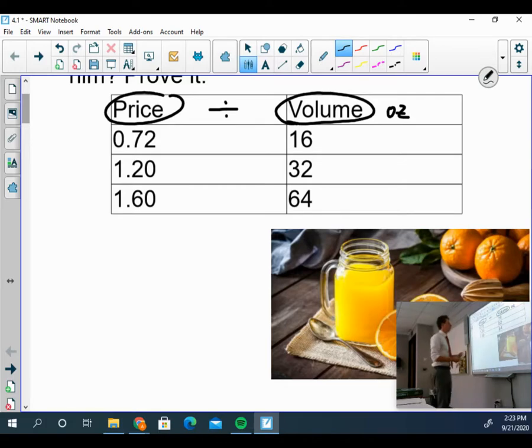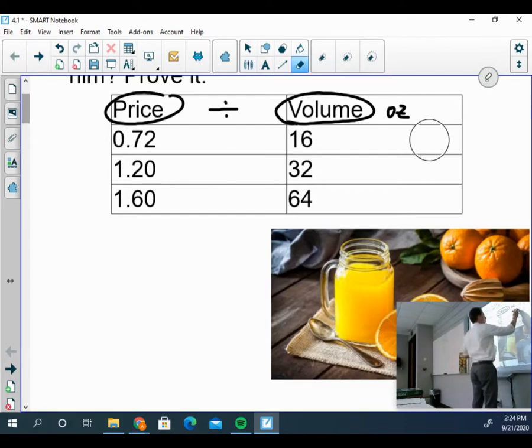ounce. You might have seen your parents do this at the grocery store, or even if you go to some grocery stores, in the corner of the price tag, they'll actually tell you the price per ounce. How do they get that? They divide the price by the size. Okay, so if I do this, I got my calculator here. 0.72 divided by 16 gives me 0.45.